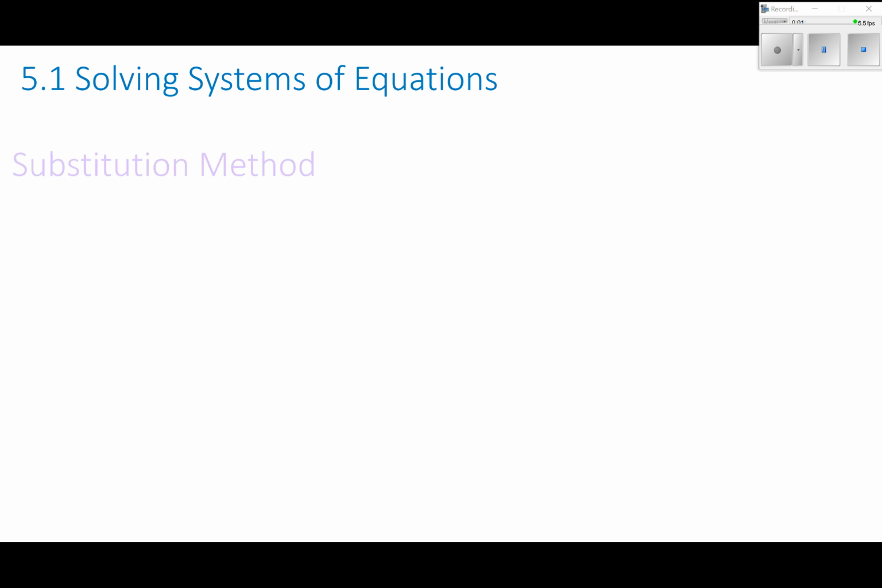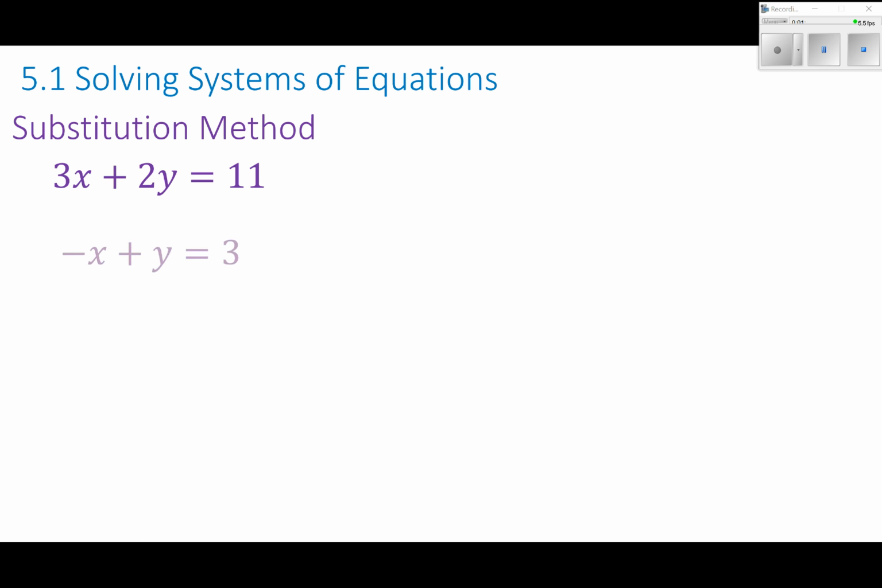So, solving systems of equations. First thing we're going to talk about is the substitution method, where we literally solve one equation for a specific variable and then substitute that in. So if I had 3x plus 2y equals 11, negative x plus y equals 3, I could rewrite one of these equations to substitute into the other. So I'm just going to pick this bottom one because this would be an easy one.